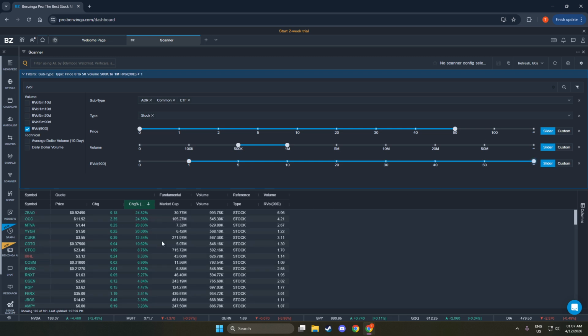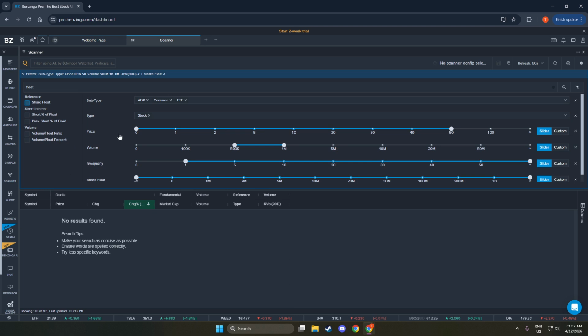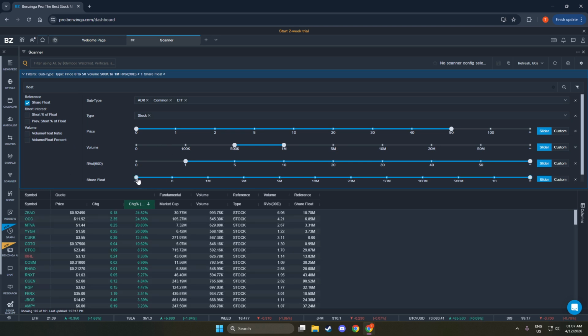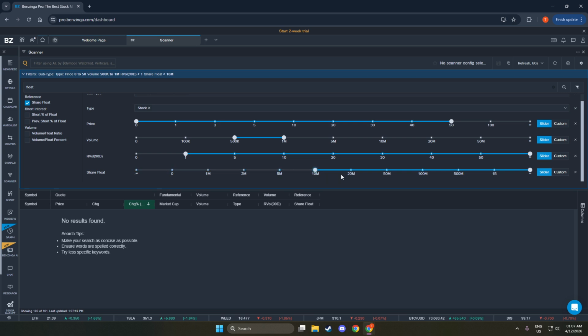Finally, set the float filter to under 50 million shares, with a preference for under 20 million when you want sharper, faster moves. Float represents the shares available to trade. The lower the float, the easier it is for concentrated buying or selling to move price. This can amplify the impact of large off-exchange prints, but it also increases risk, so interpret moves carefully.